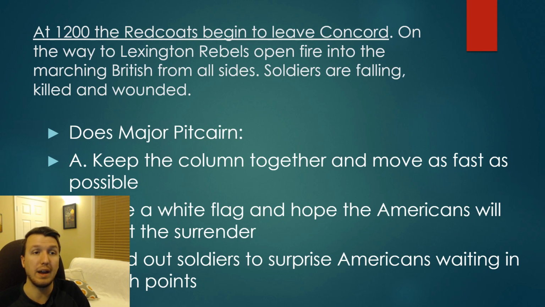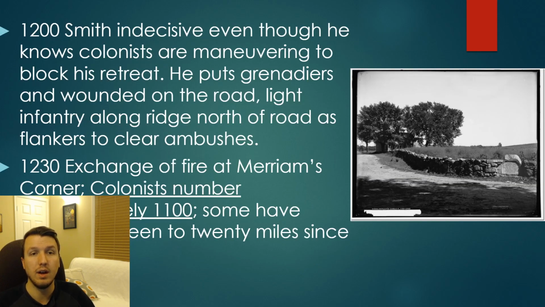So it's a long walk back. It's about 20-25 miles. And they're walking, so it takes a long time. It's something that they want to be able to do quickly and carefully. So at 1230, you can actually see what Merriam's Corner is. It's this thick stone wall that the colonists have massed behind. This is the road that they would actually have to take back. You can see right there. This isn't from the actual day. I think this picture is from the 1800s. But you can see why this is a very deadly position.